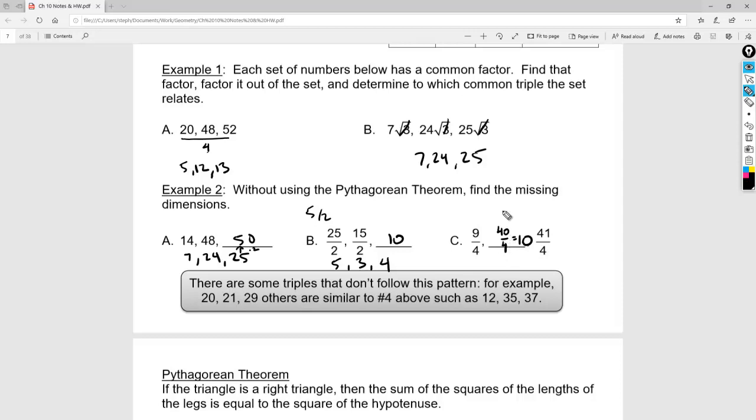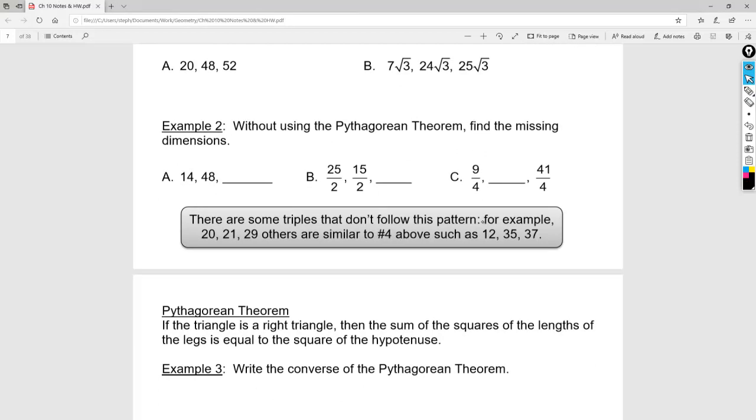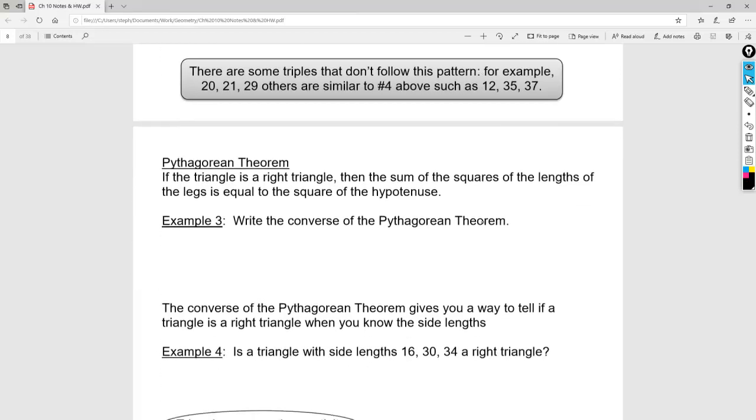So, like I said before, there's some triples that don't follow a good pattern. However, a lot of them do. So sometimes it works out. Remember, you can always use the Pythagorean theorem. This is just a time-saving mechanism. If you notice the pattern and you happen to know it, then great. If you don't, you can always use the Pythagorean theorem. That will always work.